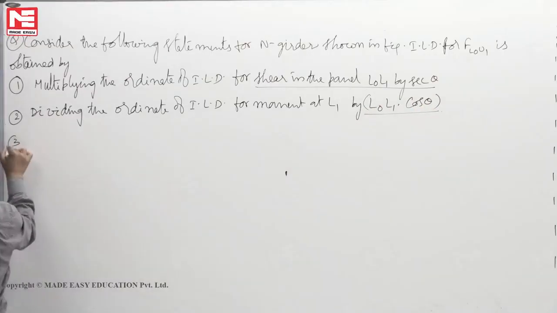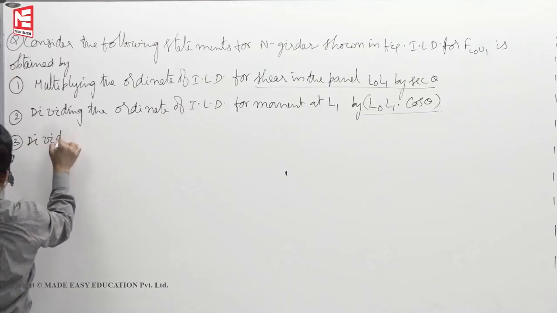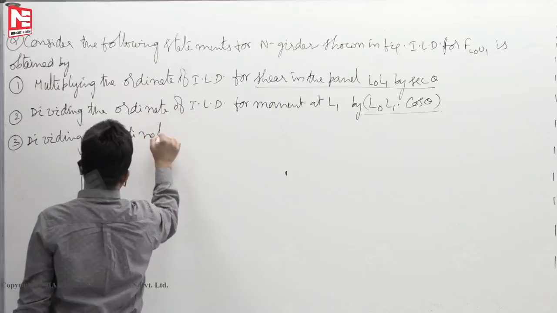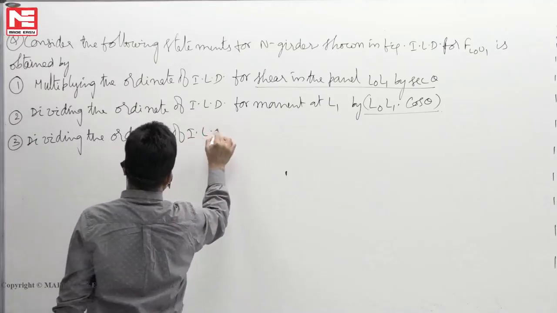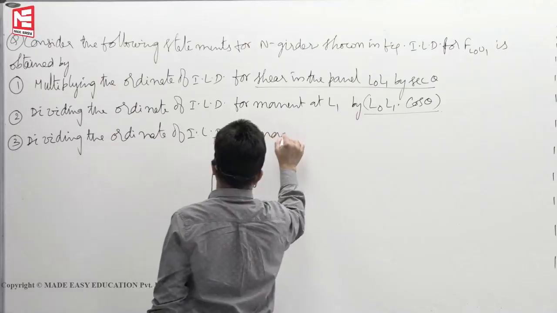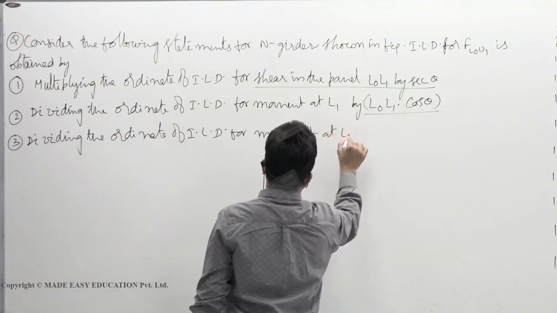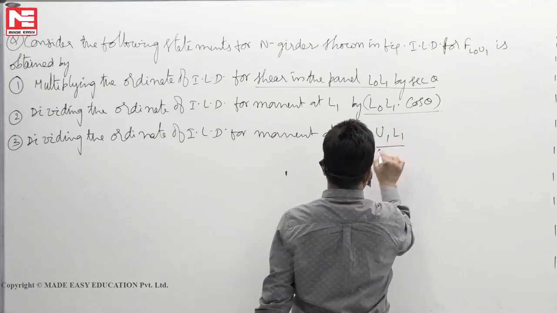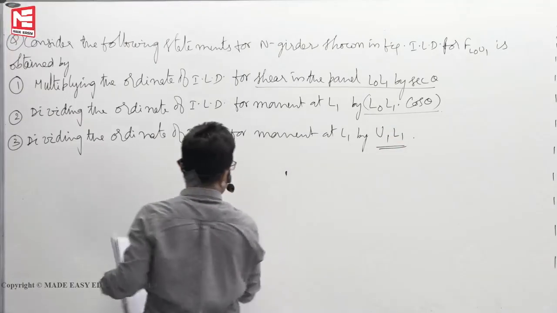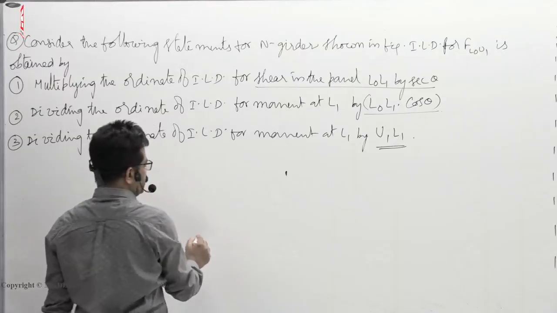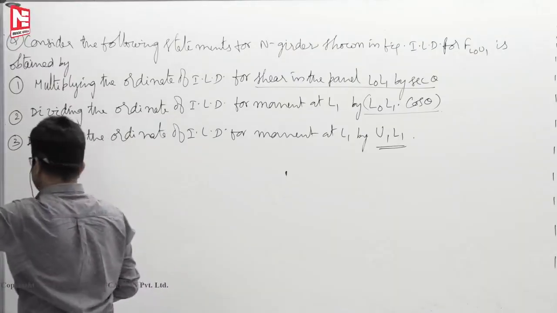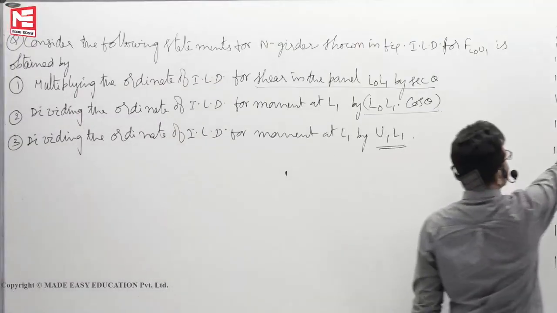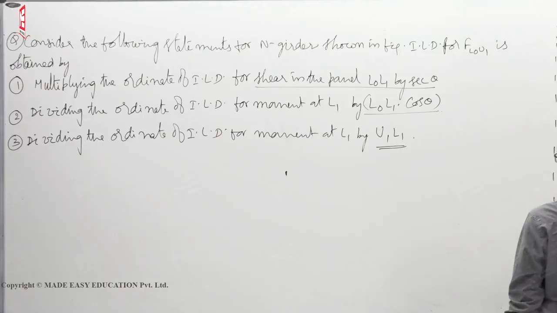Next, third one, dividing the ordinate of ILD for moment at L1 by U1 L1. Okay. Truss also they have given. The truss I will show directly here itself.